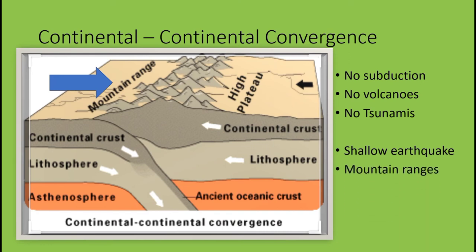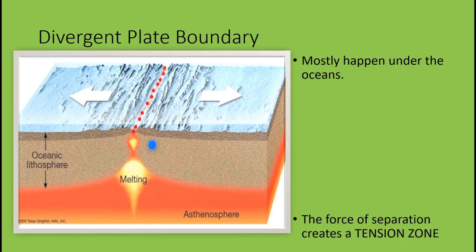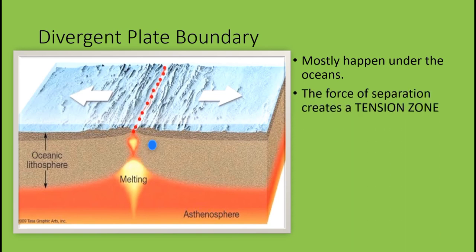The processes along a divergent boundary mostly happen under the oceans. As plates pull away from each other, a vertical space that may extend deep down into the lowest layer of the crust is created. It is a rift valley. The force of separation creates a tension zone. Shallow earthquakes may happen with this plate movement. It is believed to be a slow, continuous process.